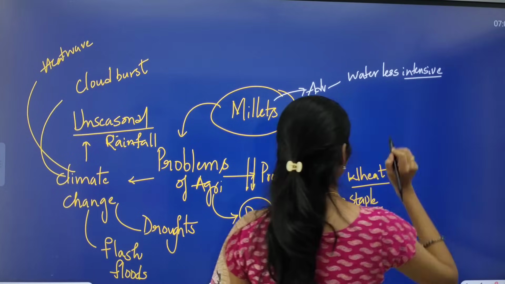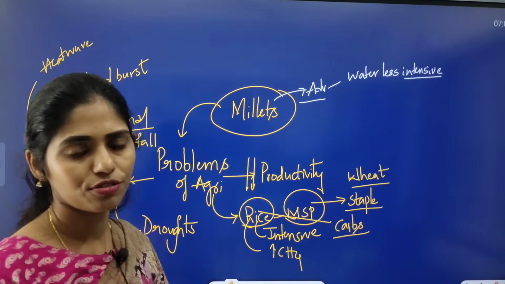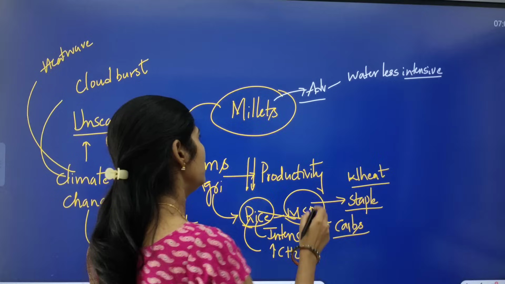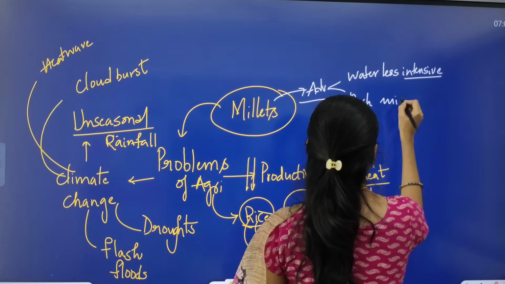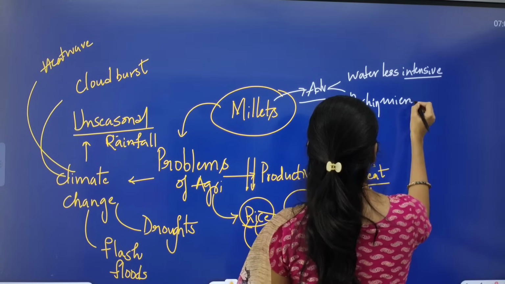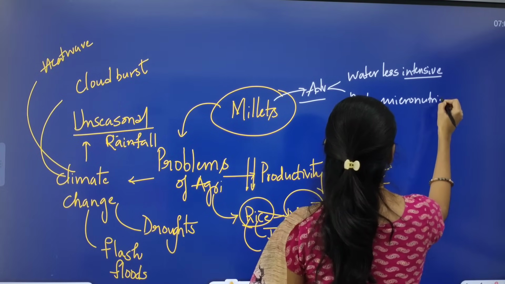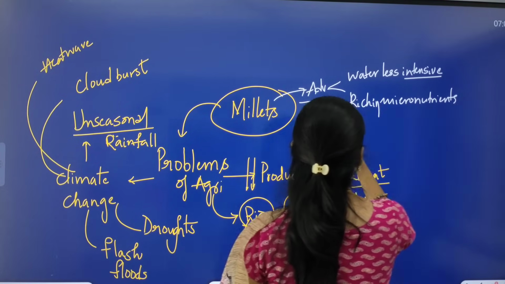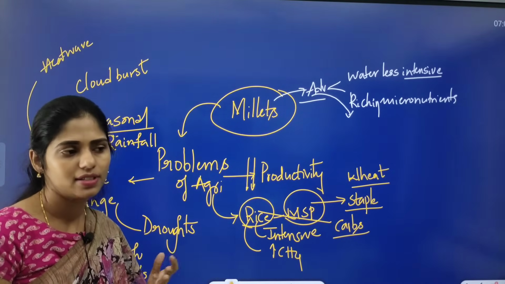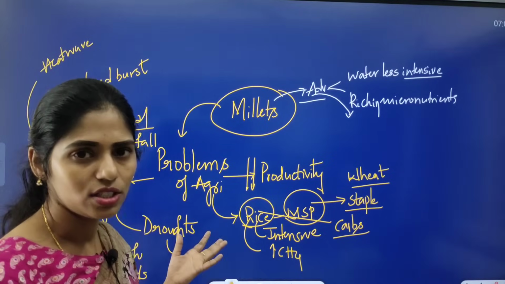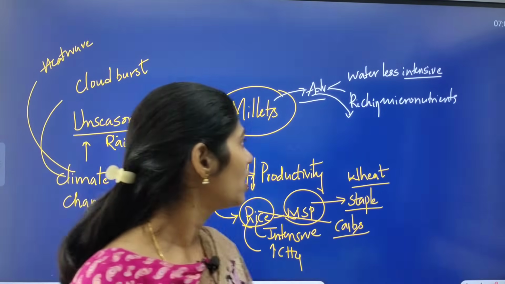They are water less intensive. That means they need little amount of water to grow. And they are very much rich in micronutrients, like elemental iron, manganese, zinc, etc.